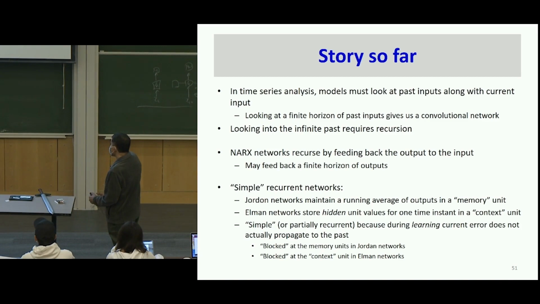So the recurrence during learning is blocked at the memory units for the Jordan networks, and it's blocked at the cloned context units for the Elman networks, right?